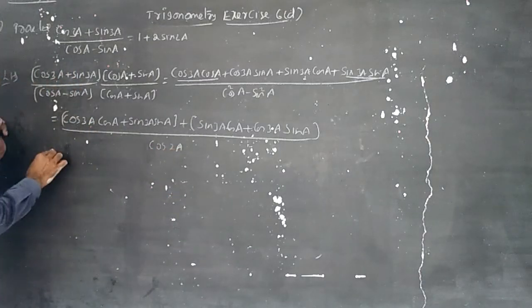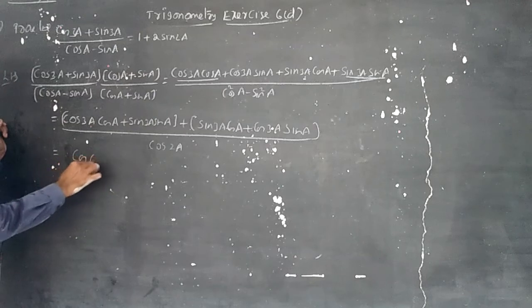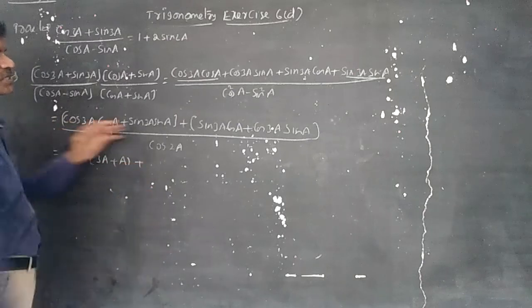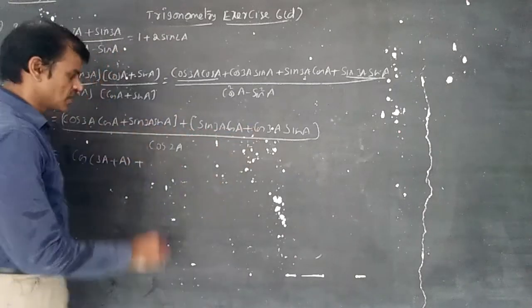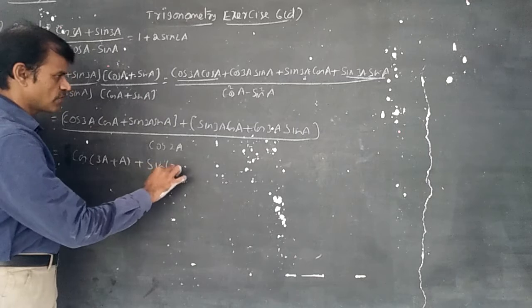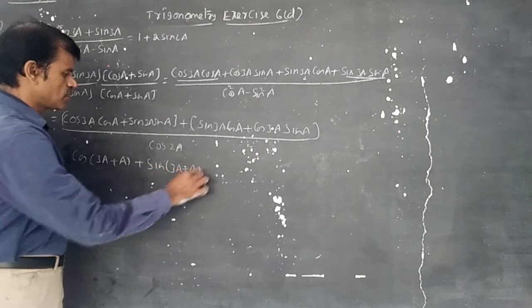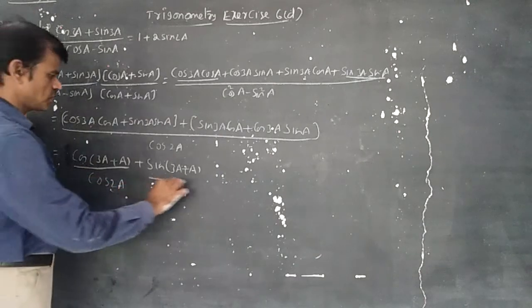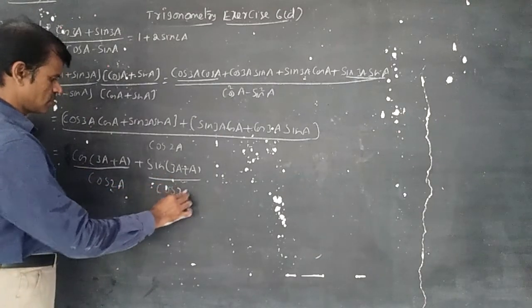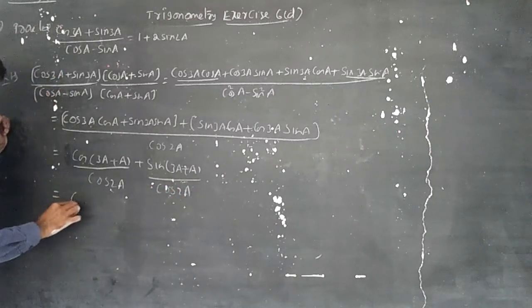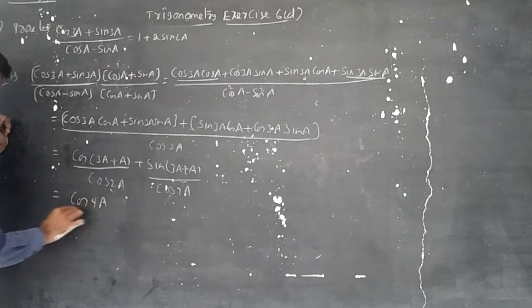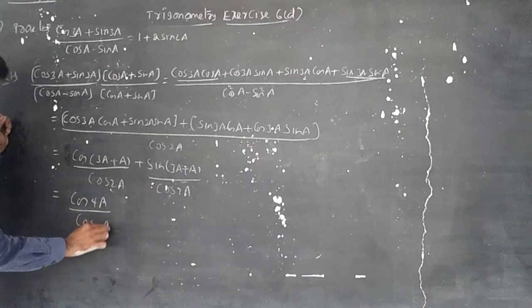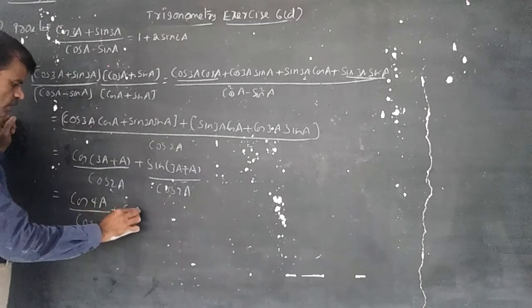Now this is of the form cos a cos b plus sin a sin b, so it is cos of a plus b. So cos of 3a plus a. And this is sin a cos b plus cos a sin b, the sin of a plus b. So sin of 3a plus a. Take here cos 2a for here, cos 2a by cos 2a. So here you can write cos 4a by cos 2a plus sin 4a by cos 2a.